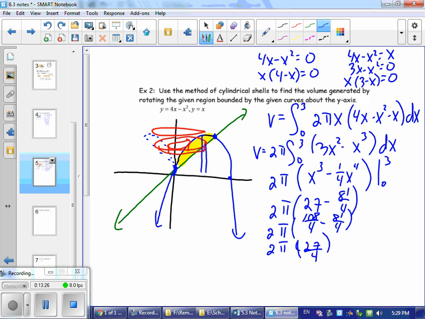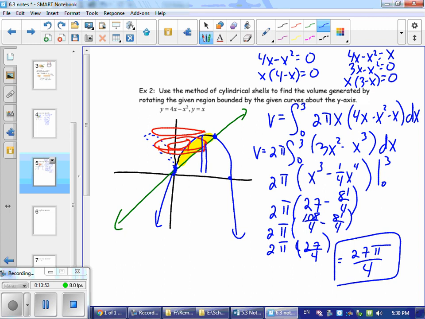Whoops, should have made a bigger parentheses there. And so that should give us 54. No, that's not right. That's going to give us, let's see, 2 over 4 reduces to 1/2, 27 pi over 4. There we go. That's our volume.